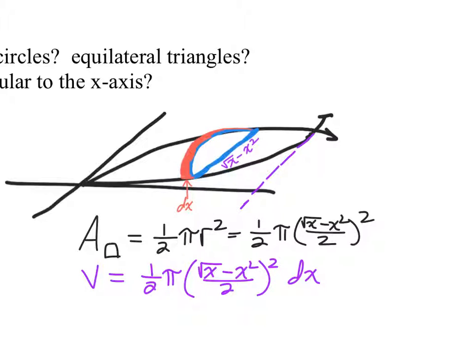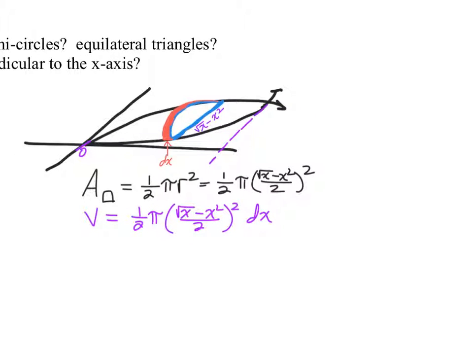And again, I don't just want one of them, I want all of them. So I want to integrate all possible semicircular slices on the interval of 0 to 1. So going from 0 to 1, 1/2 pi root x minus x squared quantity over 2 quantity squared dx.